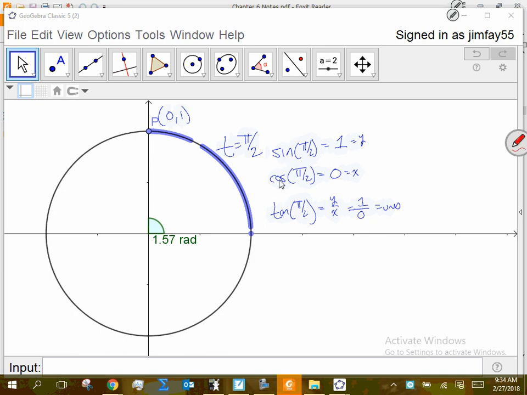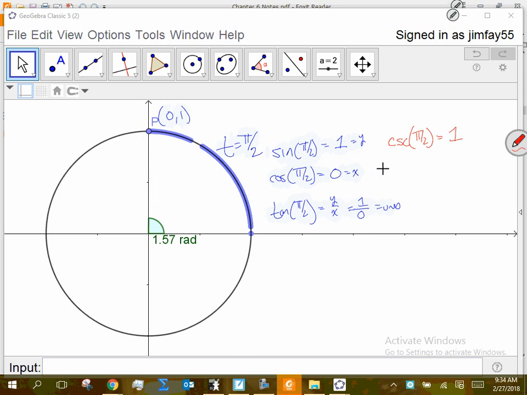Which we've talked about briefly, but I think it becomes very important when we start talking about the reciprocals. What's the reciprocal of sine? The reciprocal of sine is cosecant, but the cosecant of pi over 2 would be the reciprocal of this one right here. Reciprocal 1. So somebody did say 1.